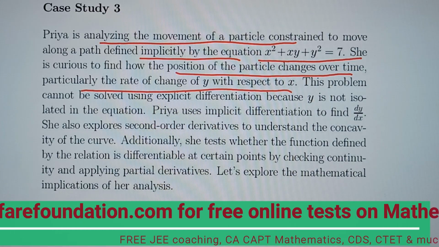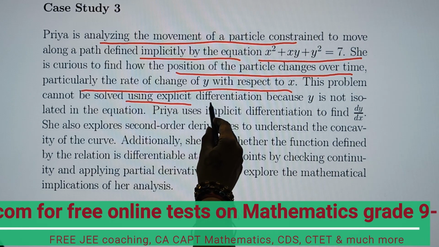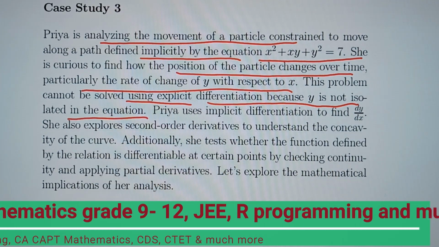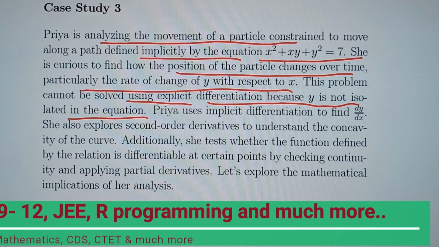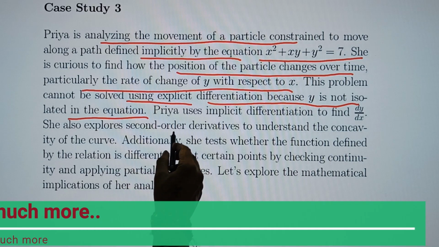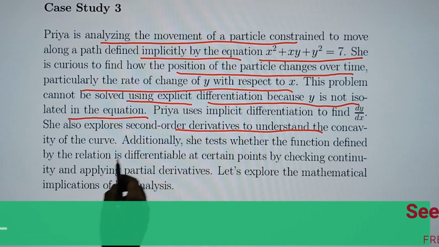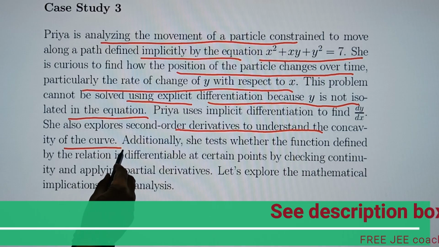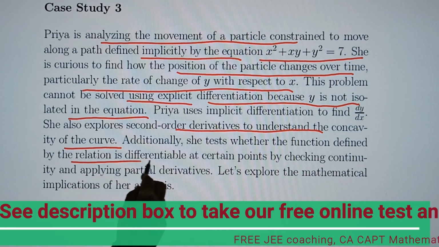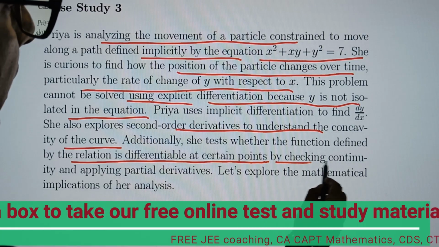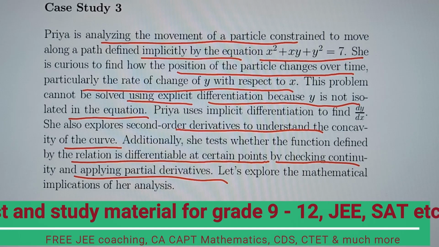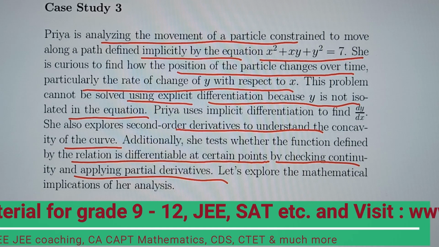This problem cannot be solved using explicit differentiation because y is not isolated in the equation. Priya uses implicit differentiation to find dy by dx. She also explores second order derivatives to understand the concavity of the curve. Additionally, she tests whether the function defined by the relation is differentiable at certain points by checking continuity and applying partial derivatives. Let's explore the mathematical implications of her analysis.